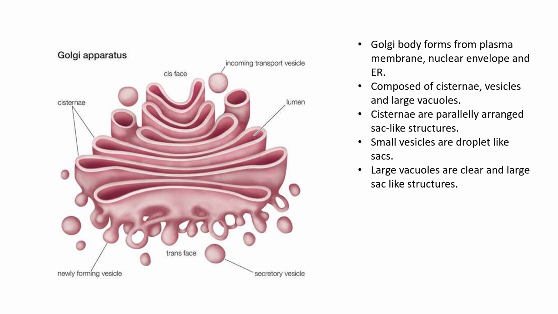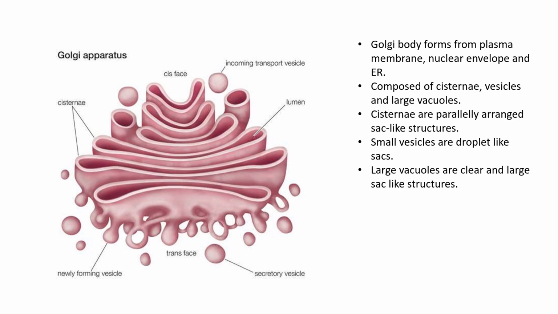Small vesicles are droplet-like sacs. They originate from cisternae by a pinching off process. Large vacuoles are clear and large sac-like structures, which you can see here. All of these are marked. So there's the newly forming vesicle, which you can see in the bottom of the picture, and the vesicle is actually pinching off from the cisternae.